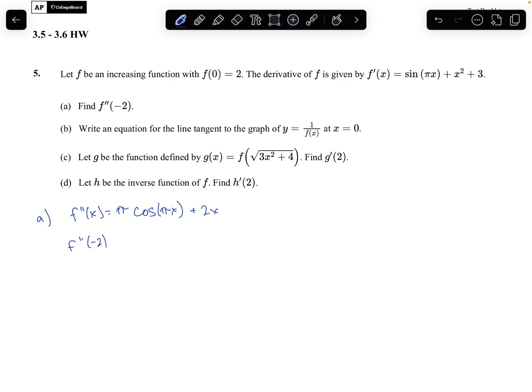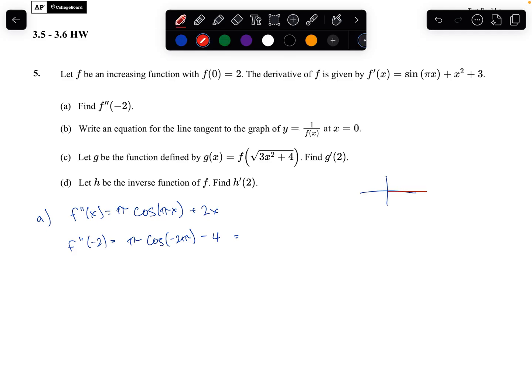At negative 2, that's going to be pi times cosine of negative 2 pi minus 4 when I plug in negative 2 there. Cosine of negative 2 pi, where's negative 2 pi? Negative 2 pi is going to be just right there, meaning it's going to rotate this way, clockwise, a full 2 pi. So that means it's going to be 1. So we're going to have pi times 1 minus 4. So our answer is, we can leave it in exact form, pi minus 4.